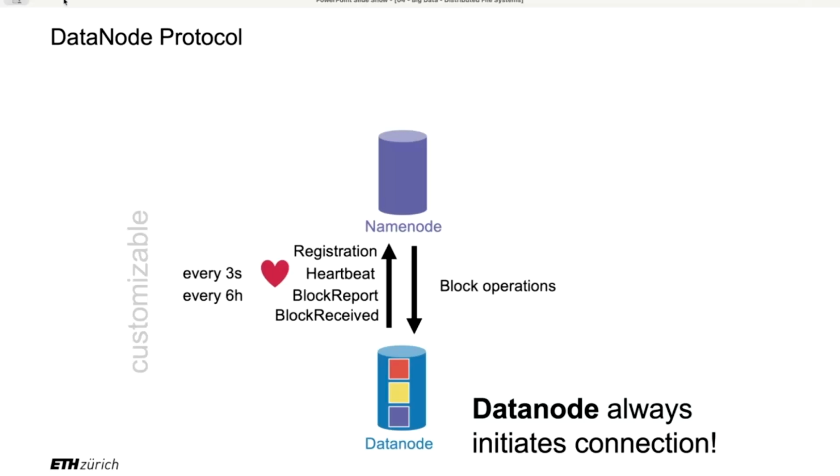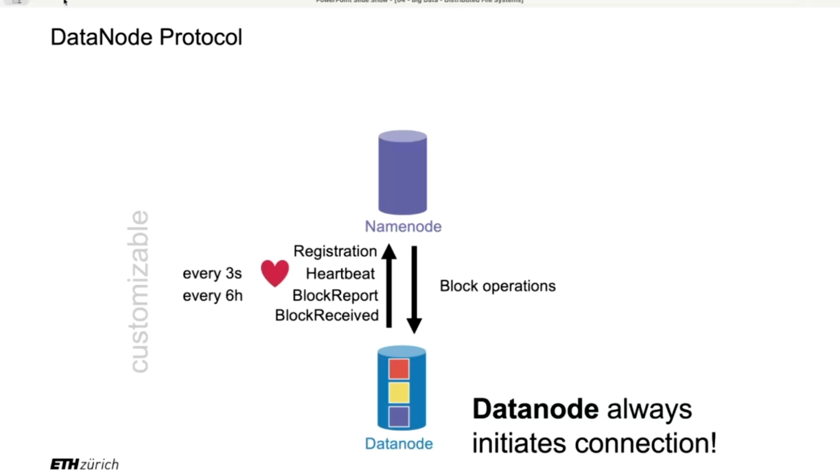So what does it do, the data node, when it connects to the name node? Well, it does several things. The first thing that it's going to do is it registers. When a new data node joins the network, it registers with the name node and says, hey, I'm here, I'm new, and I'm available to store blocks.